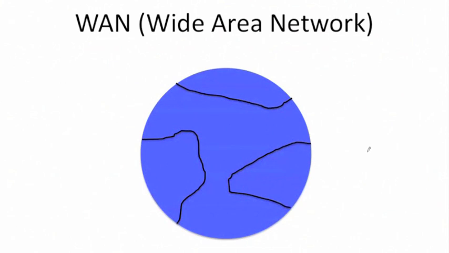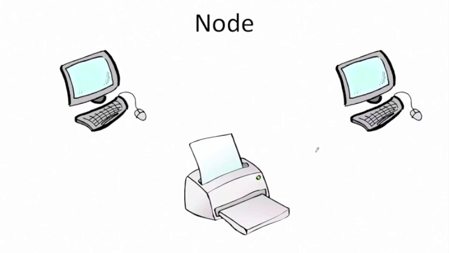WAN, or Wide Area Network, is the biggest type of network we have currently. It usually has a range of over 30 miles. It connects multiple cities and areas, even a country itself. And the internet is the biggest WAN we have yet. So these are the three basic types of network we have currently.